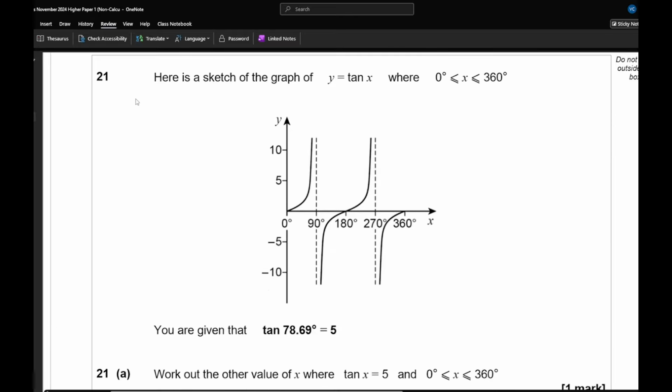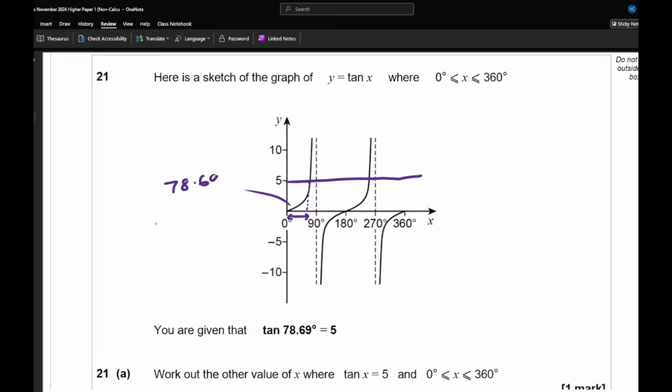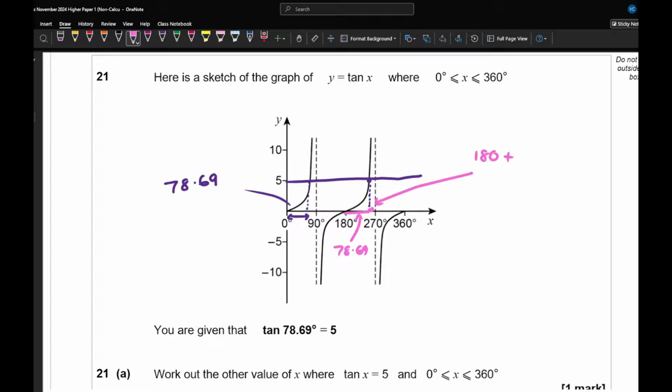Moving on to question 21, it says here is a sketch of the graph of y equals tan x. You are given that tan 78.69 equals 5, and the question is asking us to work out the value of x where tan x equals 5 between those regions. So if I draw a line here, and that's my line of 5, then this distance here is 78.69. So to work out this point here, if this distance is also 78.69, then that point is going to be 180 plus 78.69. If I add that up, I should get an answer of 258.69. So that's my answer for part A.